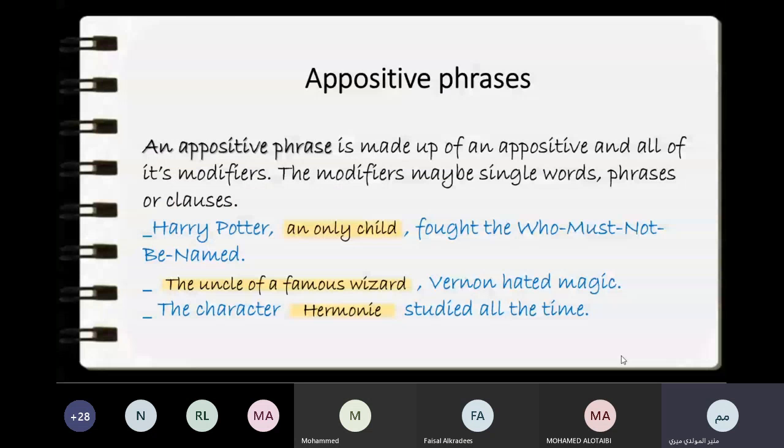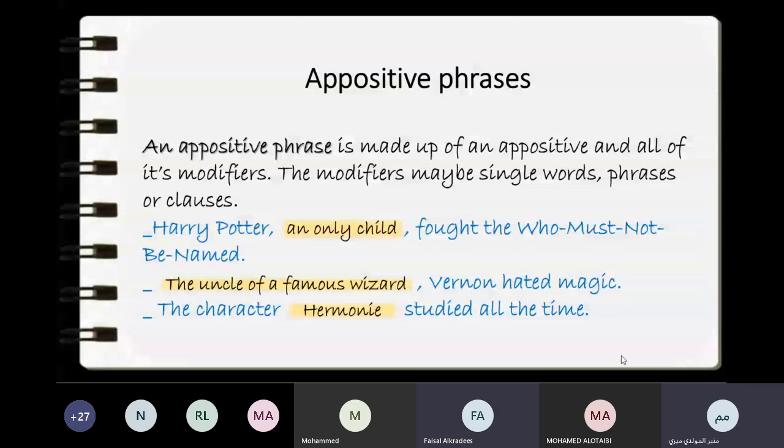Okay. Here, you don't have only appositives. Sometimes you have an appositive phrase. Let's say that same sentence: my brother Nawaf, who is 5 years old. You can add this information also: my brother Nawaf, who is 5 years old, is at home. So now the appositive has become an appositive phrase because it is made up of an appositive and all its modifiers, because you have added more information to it. Is it clear? Yes. The modifiers may be single words, phrases, or clauses.